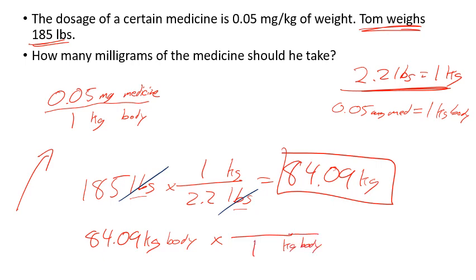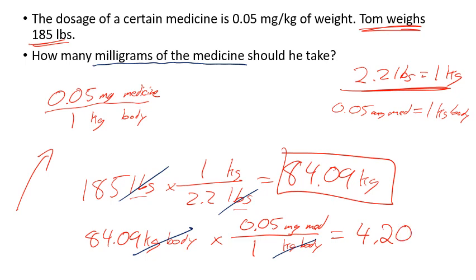So 1 kilogram body requires 0.05 milligrams of medicine. Again, kilograms of body is going to cancel out with this kilograms of body, and we're just going to be left with milligrams of medicine, and that is what we want. So again, I'm going to go 84.09 times 0.05 and divide by 1, but I get 4.20, and my unit that is left over is this one right here. So it's going to be 4.20 milligrams of medicine.